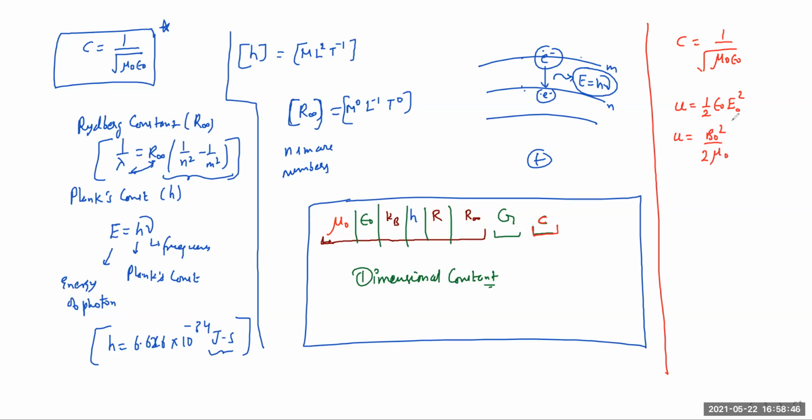So you may be asking, so what is E naught? E naught is called electric field intensity. Dimensionally, it's very simple. The electric field is nothing but the force upon charge. Dimensionally, they are the same.